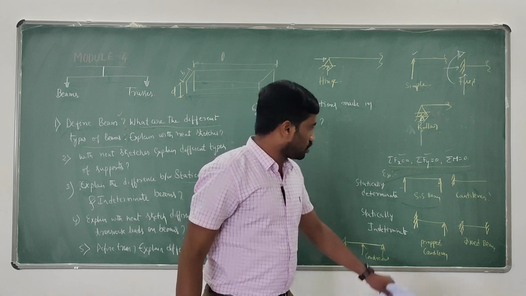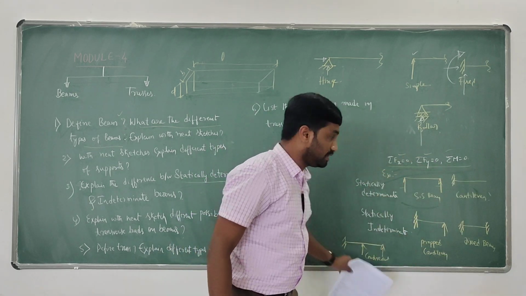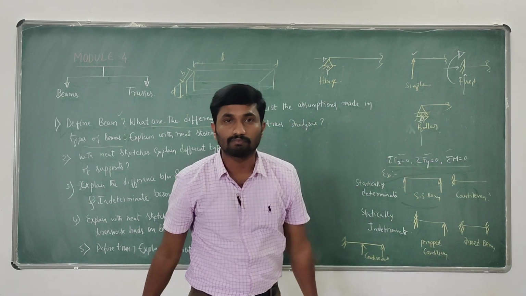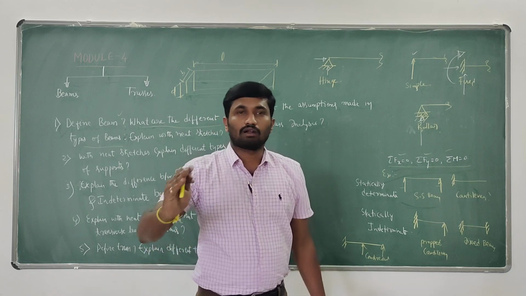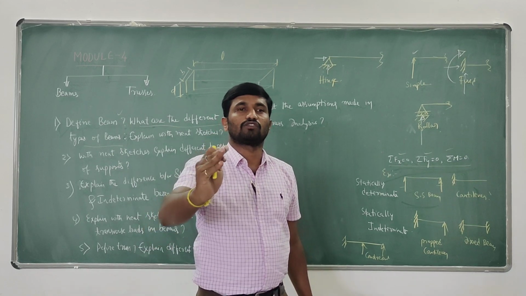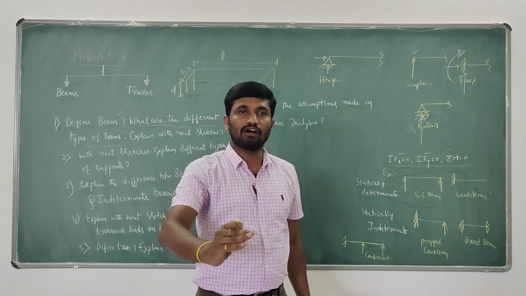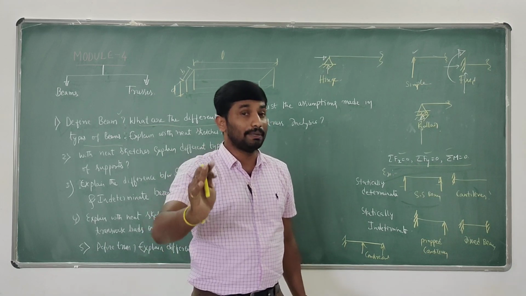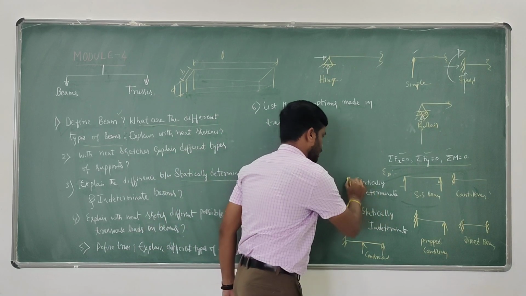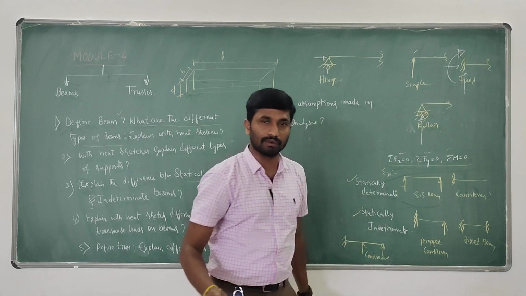Continuous beam. So these are different kinds of beams. With neat sketches you have to explain one by one. The beams are classified with respect to equations of equilibrium. Depending on equations of equilibrium, the beams are classified as statically determinate and statically indeterminate.